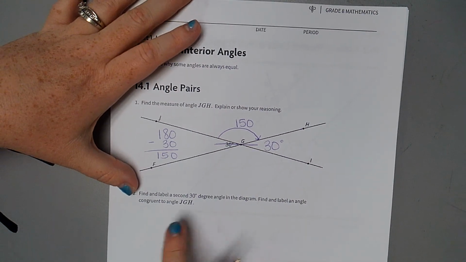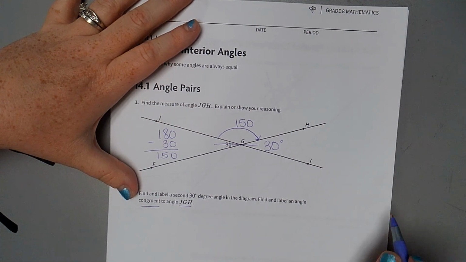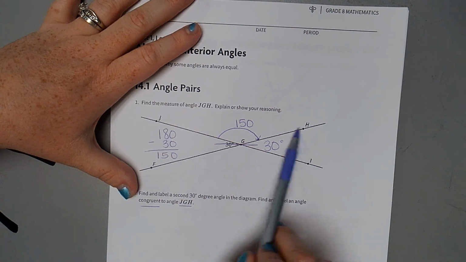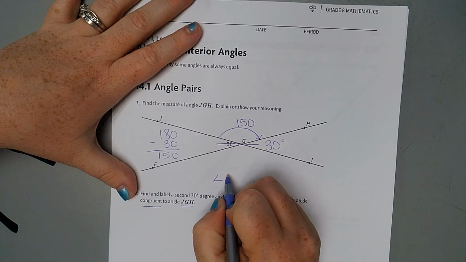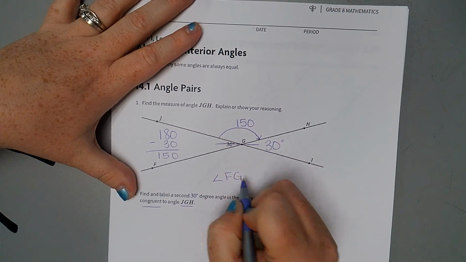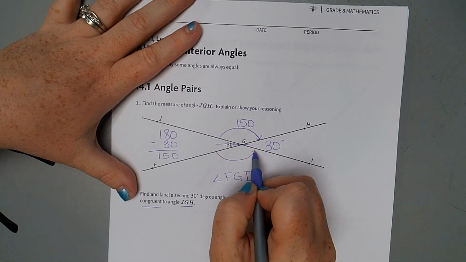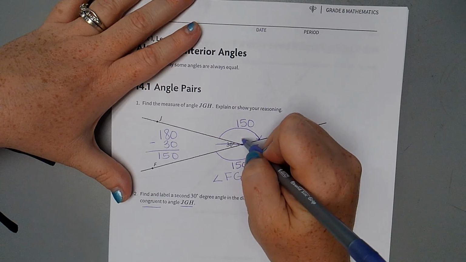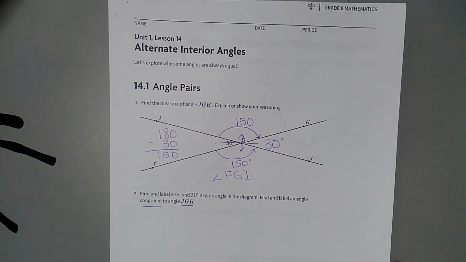Find and label an angle congruent, so the same, as angle JGH. So this angle we found, that means angle FGI, from F to I, is 150 degrees. It created a vertical angle, which means those two angles are congruent. They are the same measure.